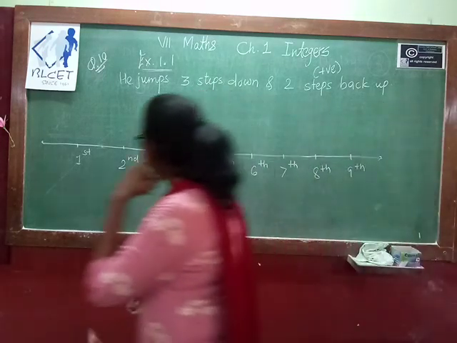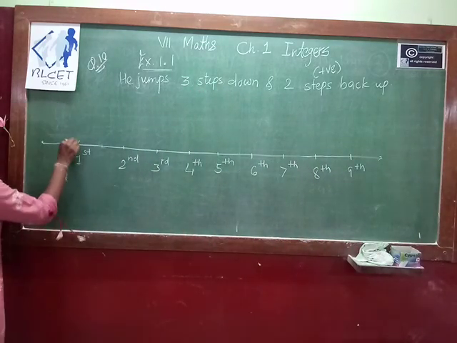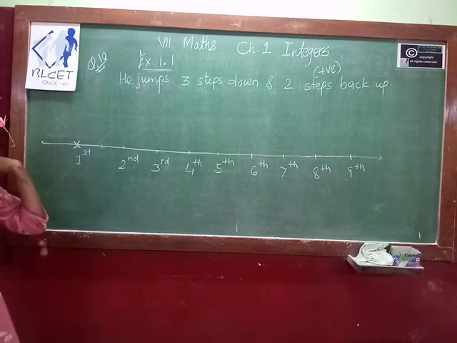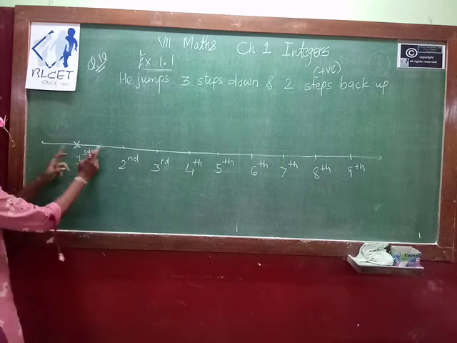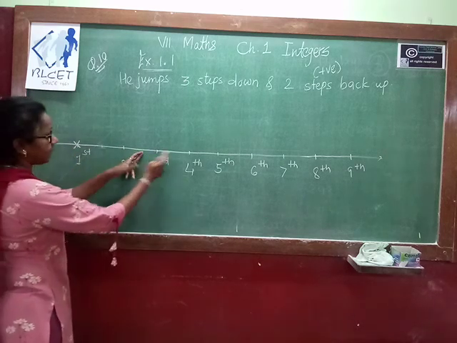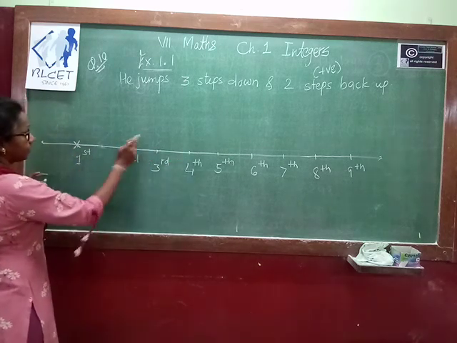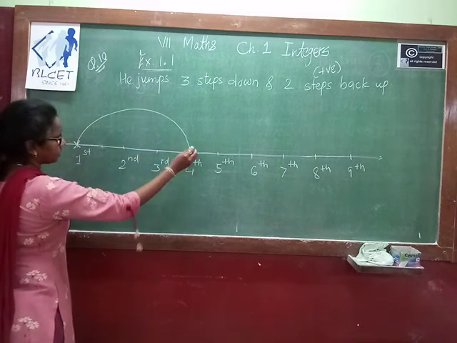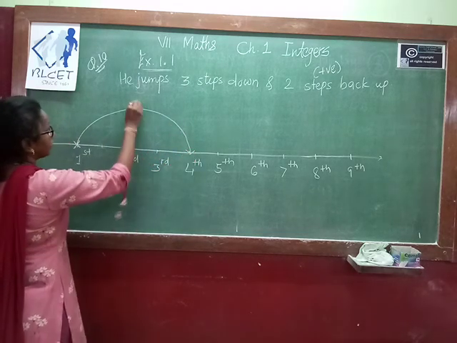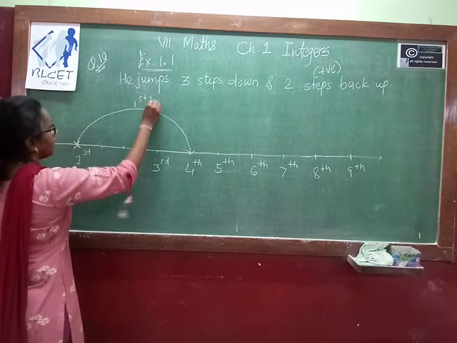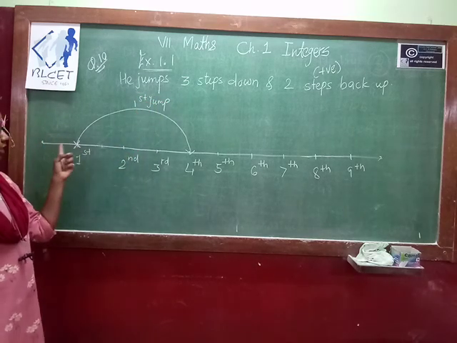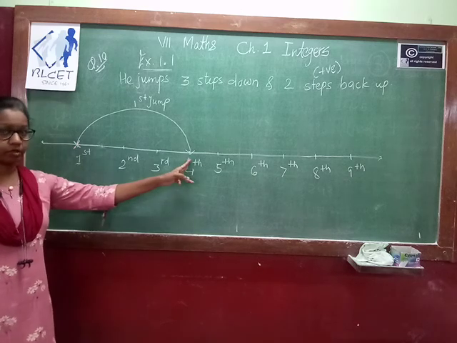So first the monkey was here. The monkey is here. So now 3 steps down means 3 steps forward. So 1 step, second step and 3 steps. 1, 2, 3. So 3 steps down. So the monkey reaches over here. That is your first jump. You have to count the jump also. In the first jump, the monkey reached from first to the fourth step.